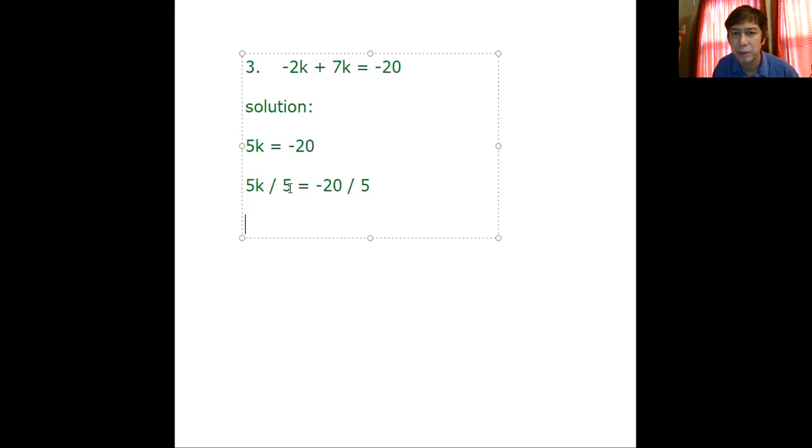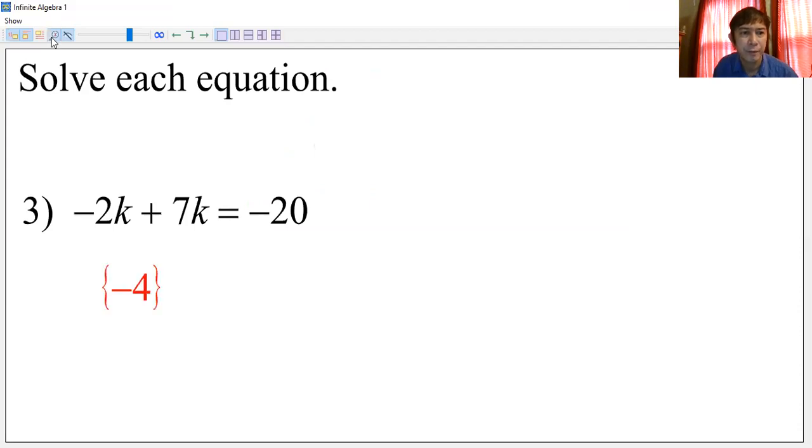5 divided by 5 is positive 1. Positive 1 times k is simply k, and is equal to negative 4. That's it. That's the answer. And now we can verify this on the other screen. Remember, these are lecture discussions. Remember our answer: k is equal to negative 4. So I'm going to proceed to the previous screen. Negative 4 is our answer. And we should find out, is it negative 4? Yes, that's the answer, negative 4.